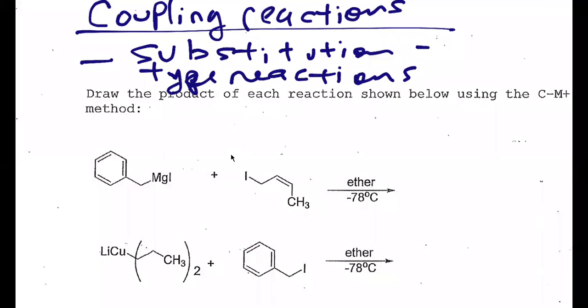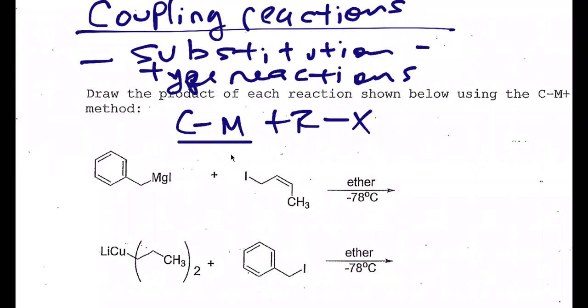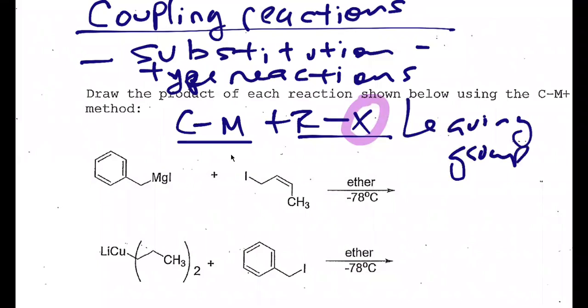If you watch the video, the way that I always like to put this in context is CM plus RX. CM is my organometallic, and RX is the substrate that I'm reacting with, where X is some type of leaving group. In coupling reactions, X is a halogen or some other good leaving group, like a triflate or a tosylate. We're going to learn about those later, so don't panic about that.